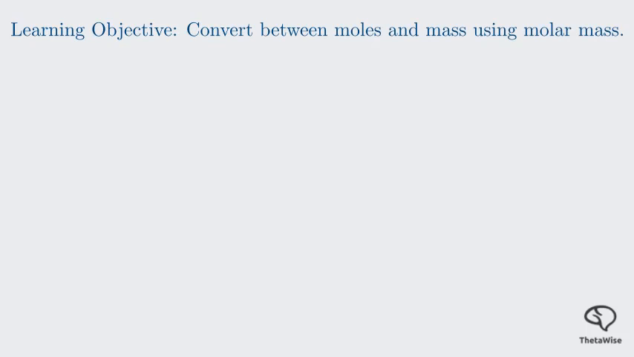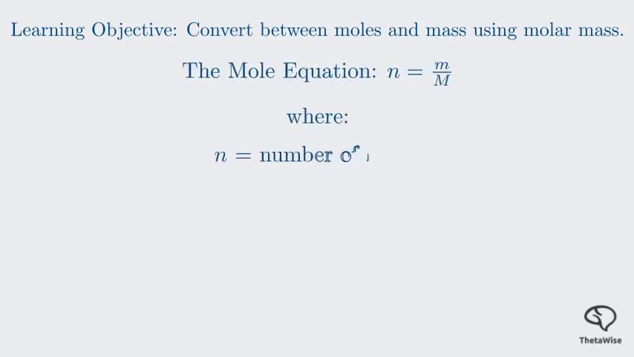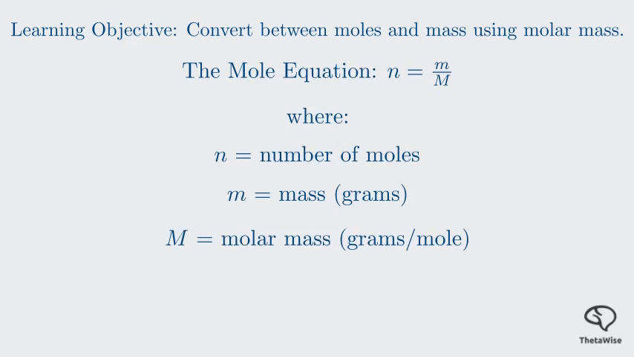The number of moles, n, is equal to the mass of the substance, lowercase m, divided by its molar mass, capital M. Just like before, we can rearrange this formula to solve for mass. Mass equals moles times molar mass. Let's work through an example.